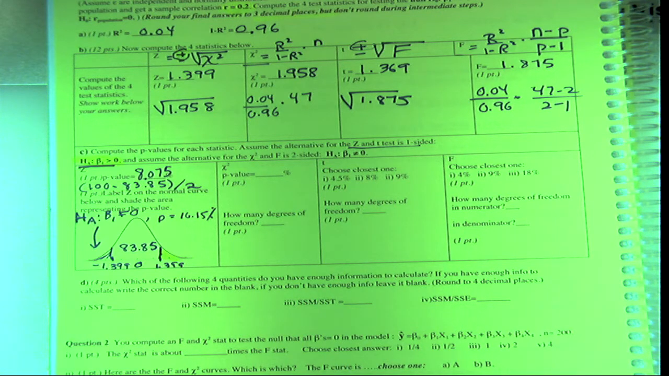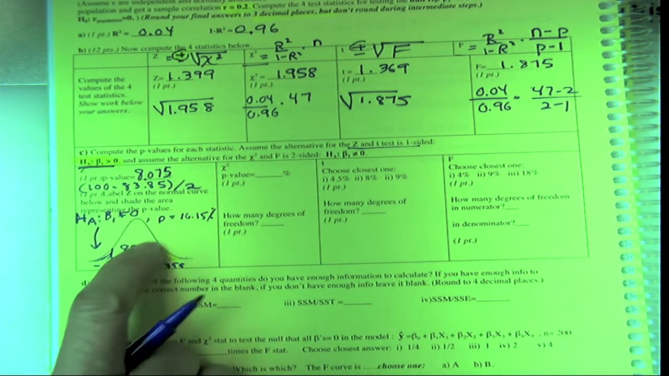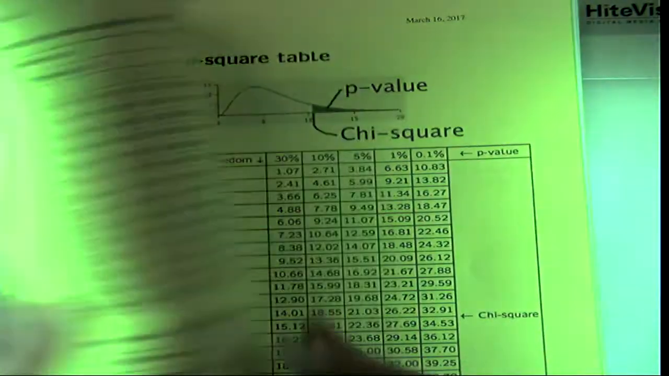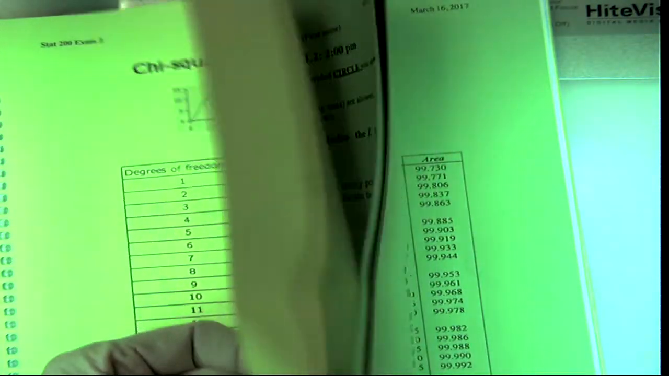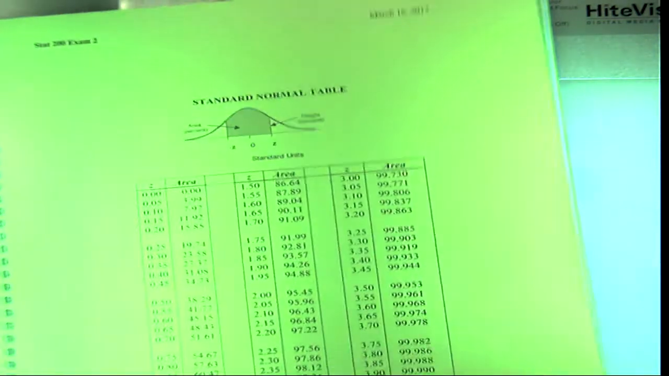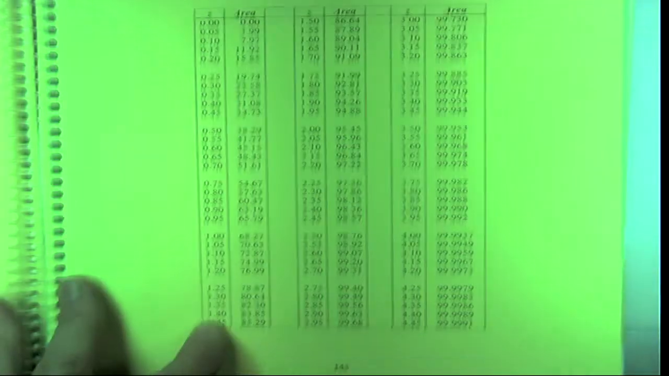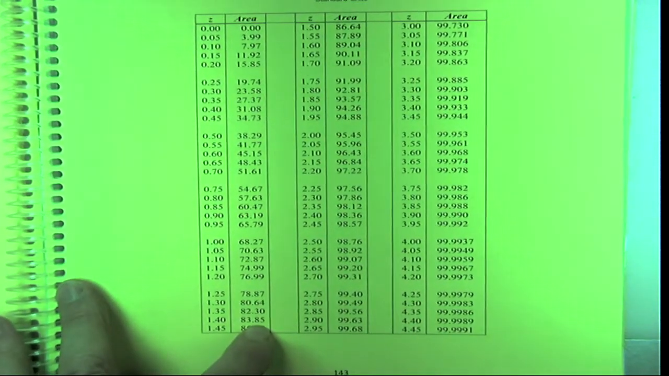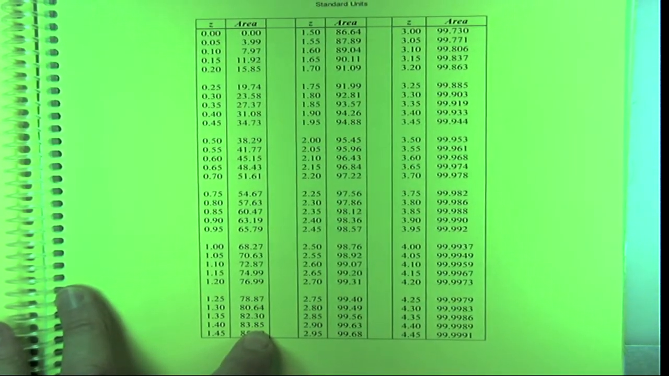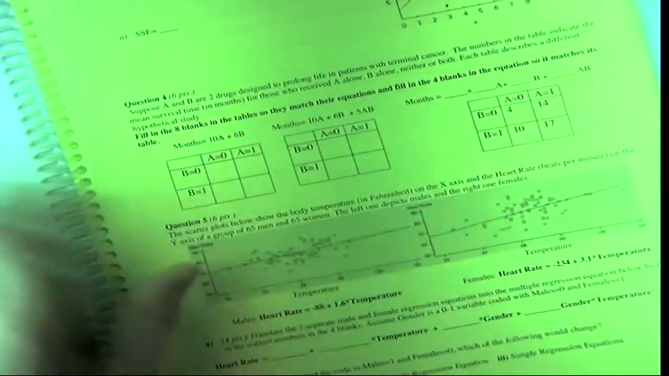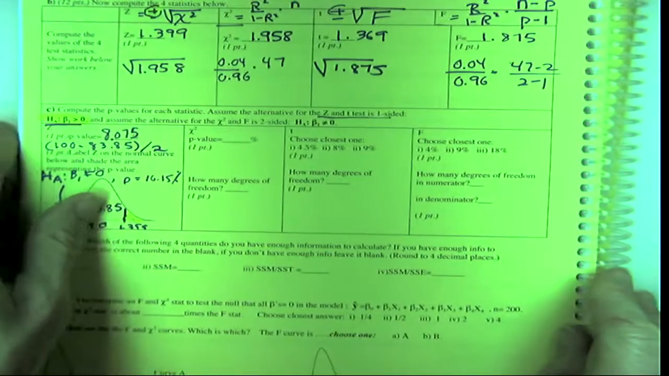All right, so that's just looking at the table. In case you're rusty, you go to the normal table, which is right at the back of your exam here. Let's just use it. And we looked up 1.399, which is closest to 1.4, and that's where I got 83.85 in the middle. Any questions on that? Okay, so now we're on to our next one.